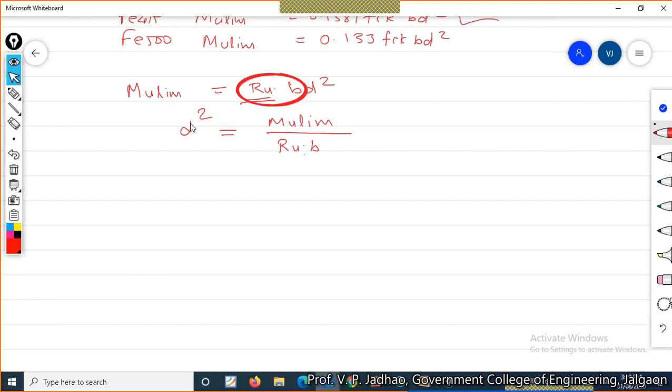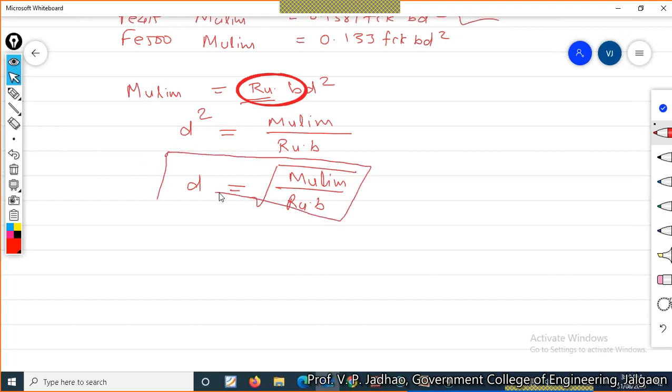We will get D square, this D square is equal to MU limiting upon RU into B. Just to calculate the value of D, take square root on both the sides, we will get D equals under root MU limiting divided by RU into B. Okay, so this is how we can calculate the depth of any beam or slab.